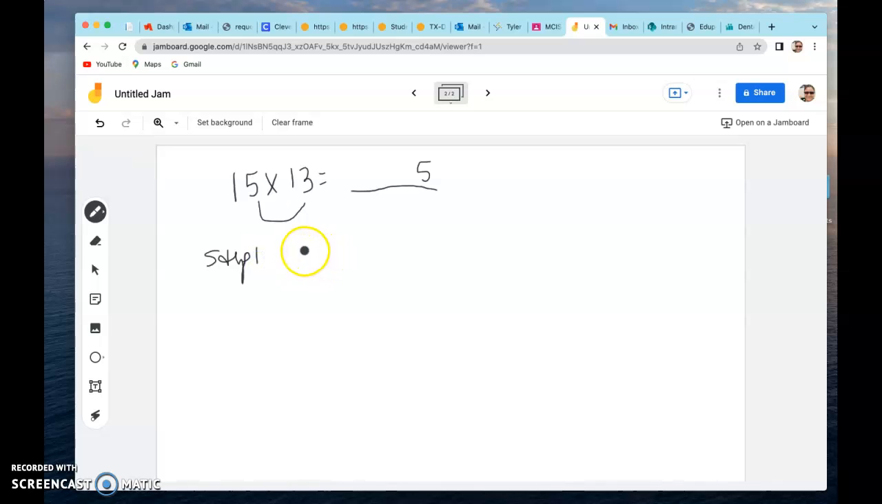Step 1. 15 minus 10 is 5. 13 minus 10 is 3. Step 2. Multiply. 5 times 3 is 15. Carry the 1.